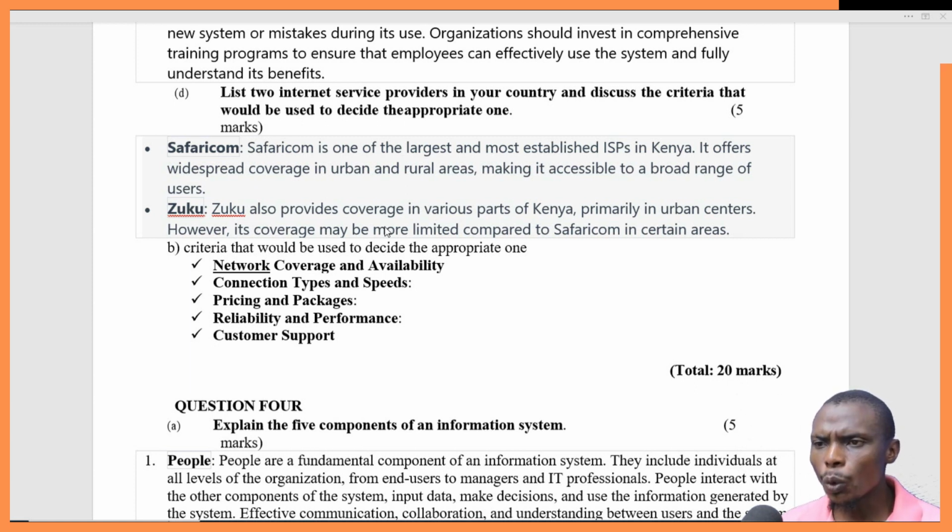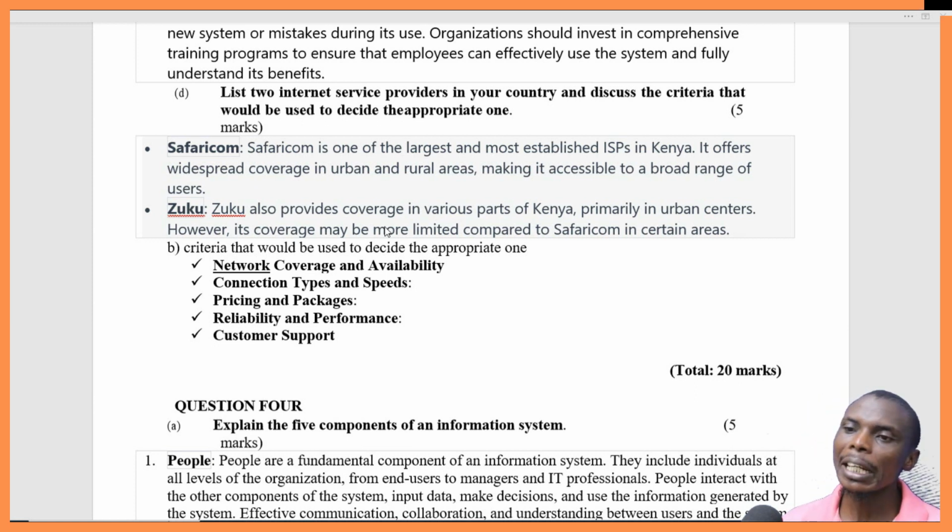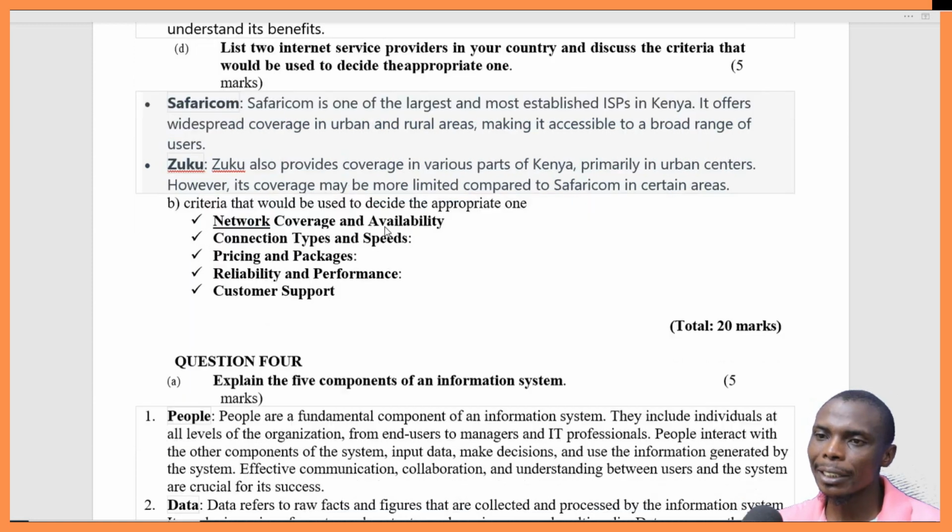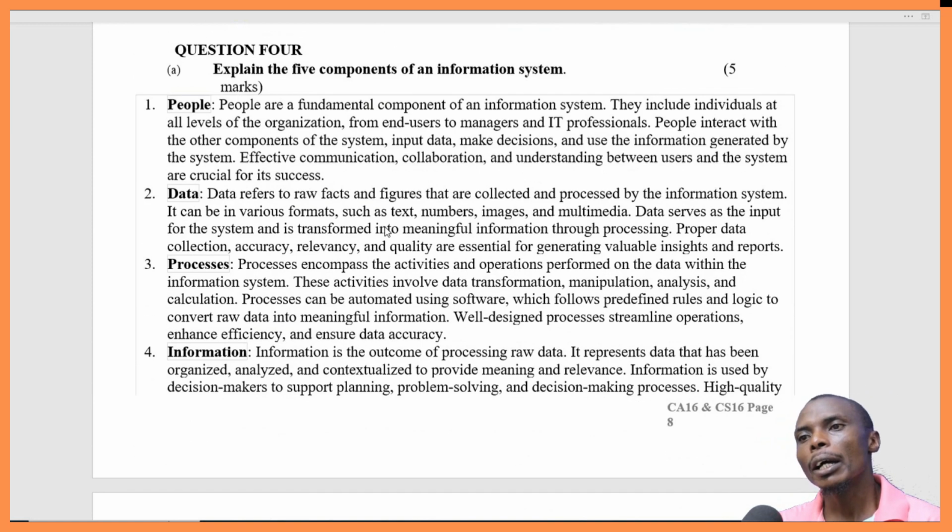So, the criteria that will be used to decide which ISP is best for you. One, you could consider network coverage and availability. How wide or how available is this network? You could also consider the connection type and even the data speed, which is very essential. Or pricing and packages: how are you paying for the data? Reliability and performance. And if you like, you can also consider customer support. All these are factors to consider when you are about to subscribe to an ISP.